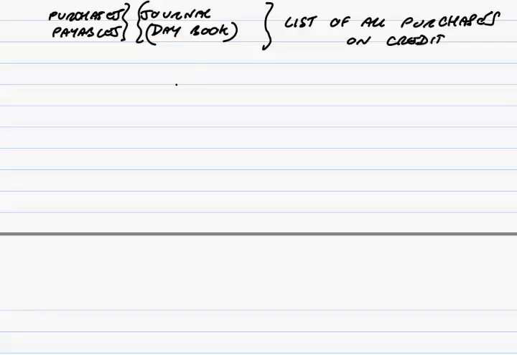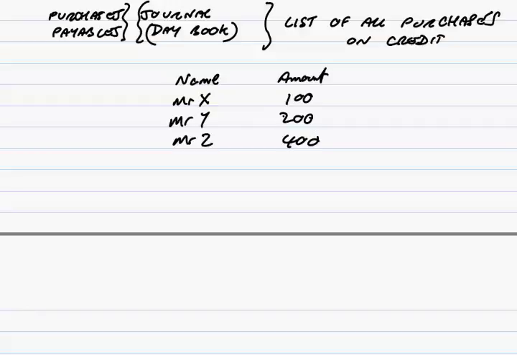So you'd simply list them. You'd have the name, Mr. X. You'd have the amount, perhaps $100, Mr. Y, $200, and so on. Again, no debit, no credit, simply a list of all purchases on credit.